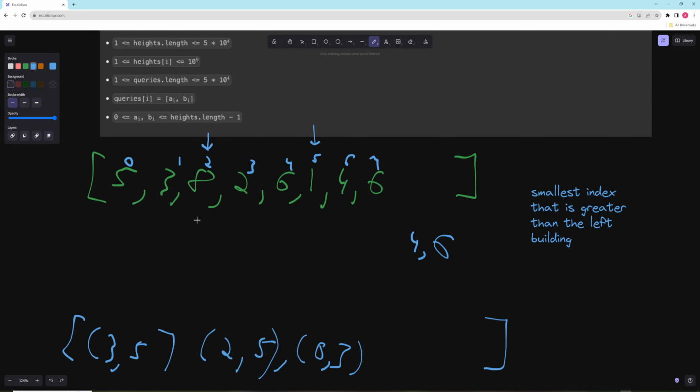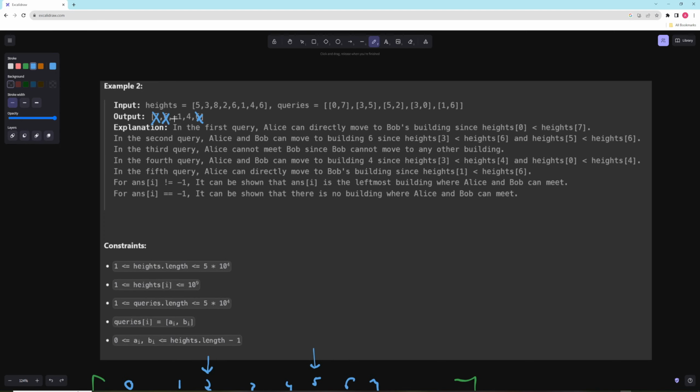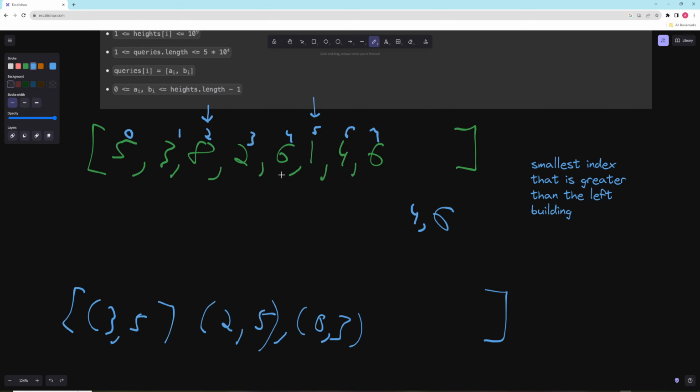So instead, we're looking for the first building bigger than 8, right? So for the 3, it was 2, but for the 2, the leftmost building is 2 now. So this is 2 instead of 3, and 2 is 8. So we're looking for the first building bigger than 8. It doesn't exist. So we return -1. So now that's correct. Okay, now we have one more query.